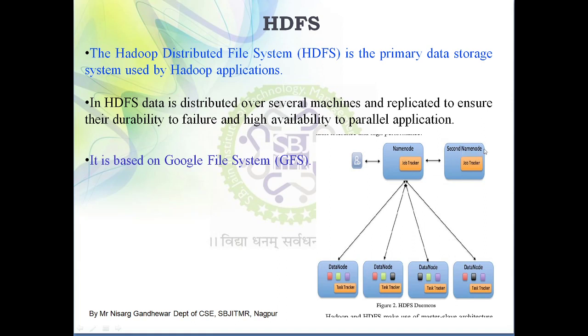Now we also have another kind of node called the secondary name node. What is the use of the secondary name node? Suppose the name node stops working. In that case, what will happen? How do we recover the system? Whenever a situation arises where the name node fails, at that time the secondary name node comes into the picture and performs the role of the name node.